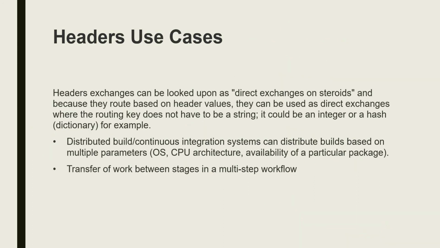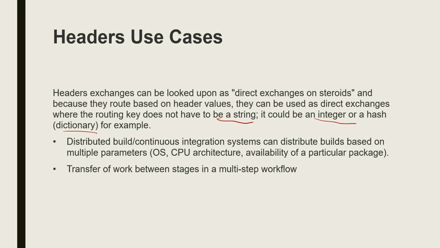Let's go over here. You can pause the video and read this on your own, but the main difference I want to tell you guys is that headers aren't bound by the routing key having to be a string. All of the other exchanges, the fanout, the direct, the topic, the routing key has to be a string. Headers, on the other hand, does not have to be a string. It could be an integer or a hash, a dictionary, for example, right? So it's very, very specific. If you really want to be specific on a certain queue or certain things that you want to pass, right?